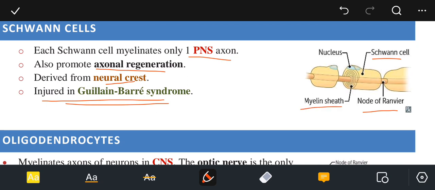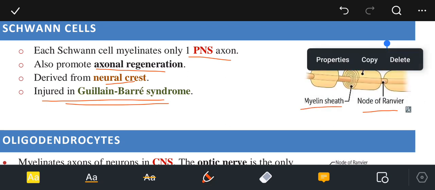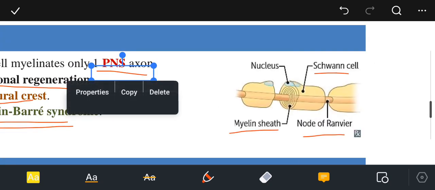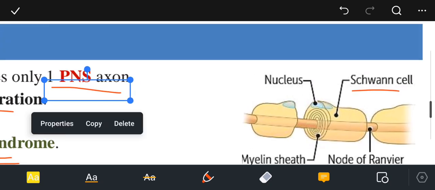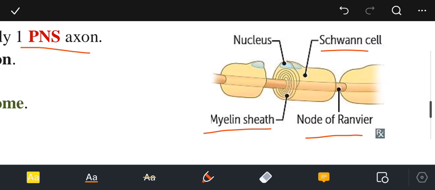As you can see, the myelin sheath is wrapping layer by layer over the surface of the axon. Now here you can see that myelin is being wrapped on the surface of the axon, and here we have the nucleus.